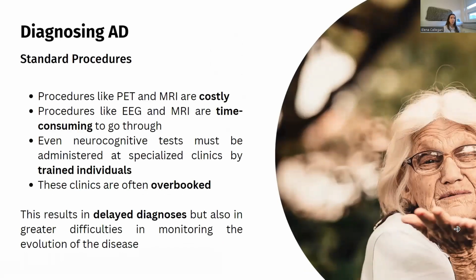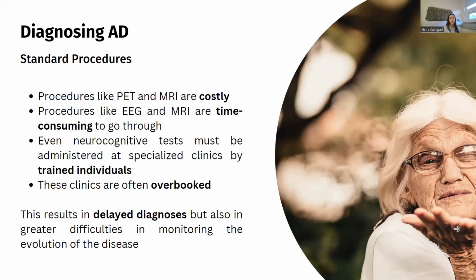What are the issues with the procedures that we have at the moment, and why did people think to look at language to diagnose Alzheimer's disease? The procedures that we have at the moment are very effective, but they are very costly and very time-consuming. So, for example, MRIs are extremely costly, not just for the patient, but also for the clinic. The machines cost a lot of money, you need a specifically trained individual to operate the MRI machine, and it takes a long time to go through an MRI test.